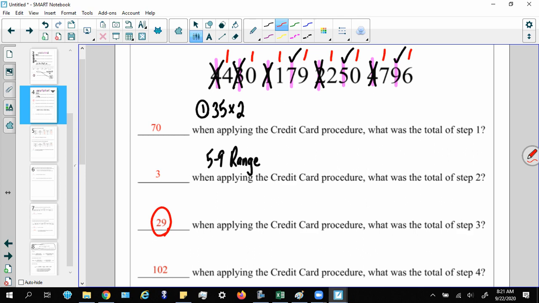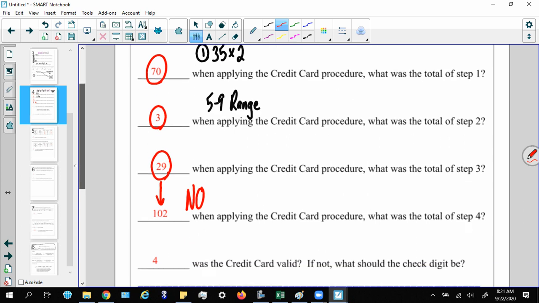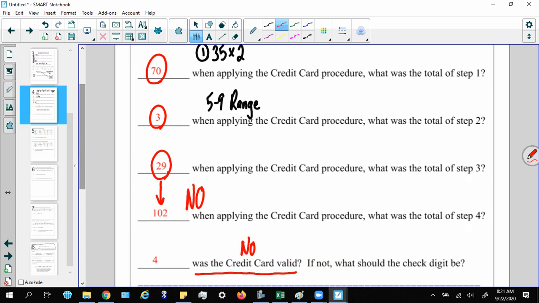So when I add 70, when I add 3, when I add 29, I get 102. So you should know, no, this is not a valid credit card. Okay, this is not a valid credit card. So it says, was it a valid credit card? No. If not, what should the check digit be?